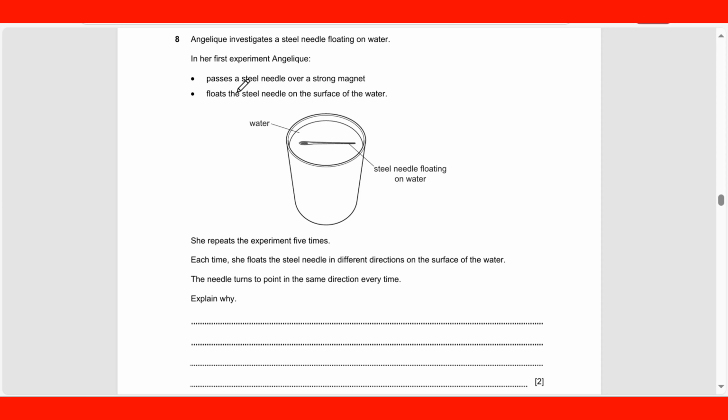Alright, question 8. Angelique investigates a steel needle floating on water. In her first experiment, Angelique passes a steel needle over a strong magnet, floats the steel needle on the surface of water. This is the water, this is the steel needle floating on water. She repeats the experiment 5 times. Each time she floats the steel needle in different directions on the surface of the water. The needle turns to point in the same direction every time. Explain why.